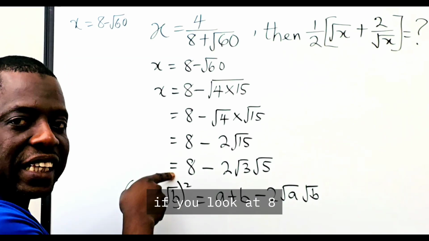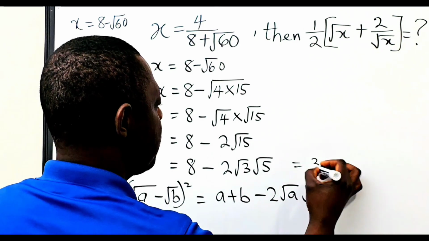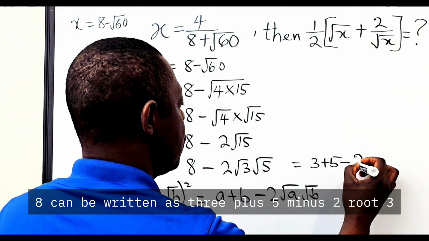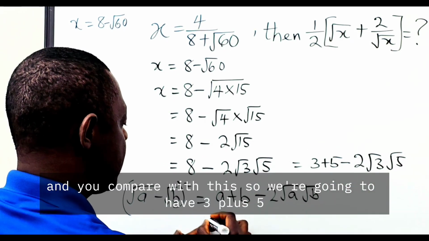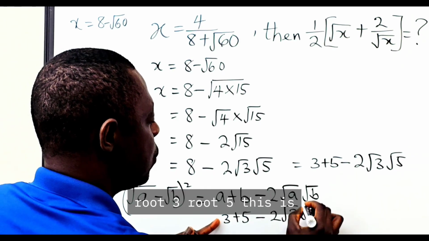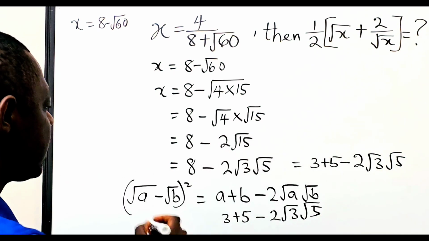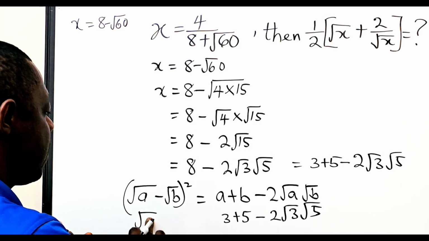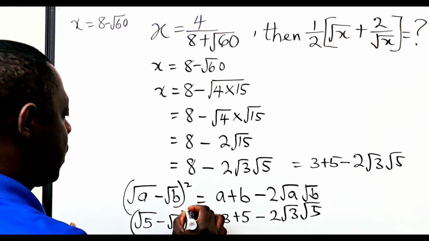That means 8 can also be written as 3 plus 5, minus 2 root 3 root 5. If you take all these and compare, we have 3 plus 5 minus 2 root 3 root 5. So everything we have here is the same thing as root 5 minus root 3 all squared.